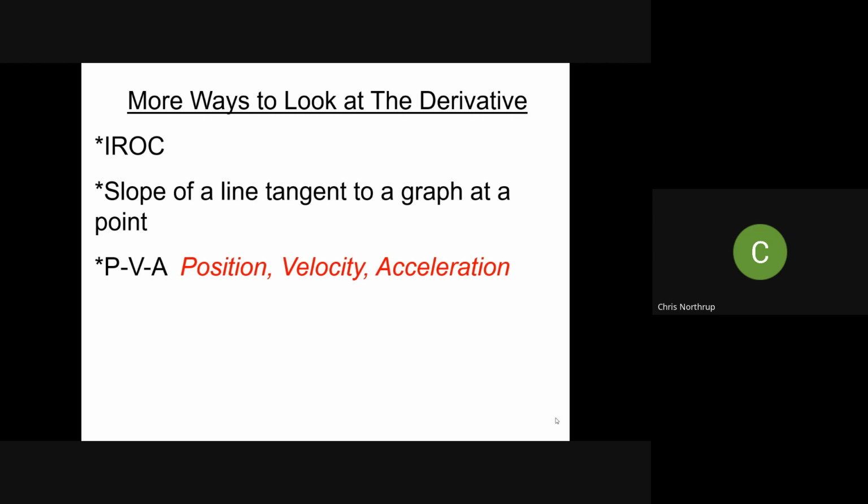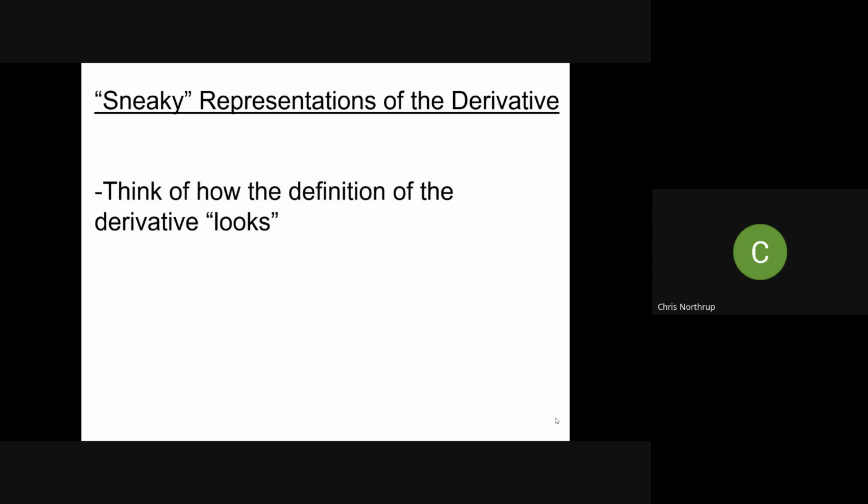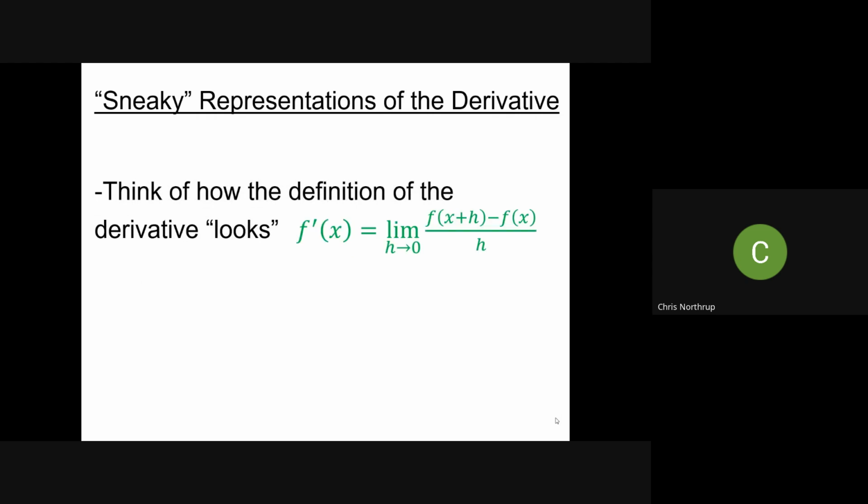We are going to see different ways that the derivative is presented to us. I call these sneaky representations. Always think of how that definition looks. So for example, f prime of x is limit h goes to 0, etc., etc. Sometimes we're going to have a limit we have to evaluate that we might not think is actually just telling us to find the derivative.